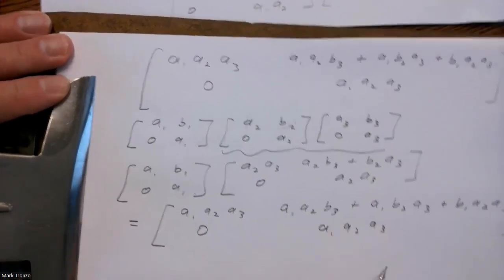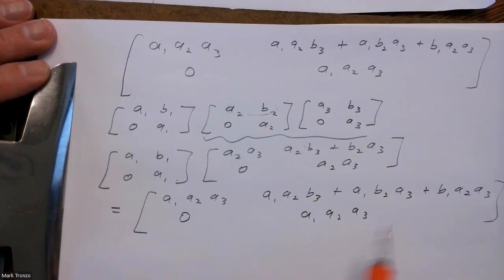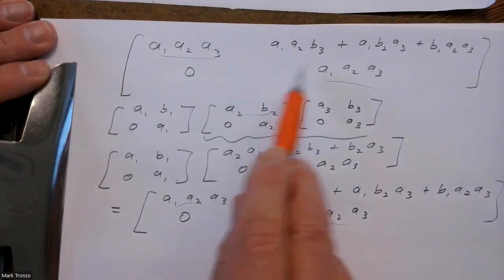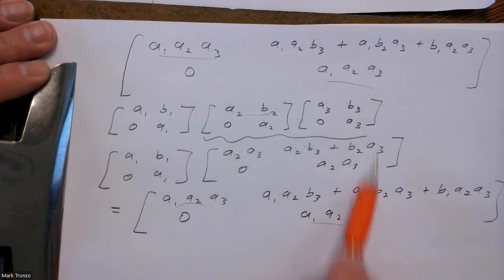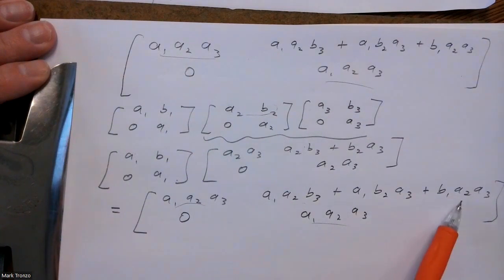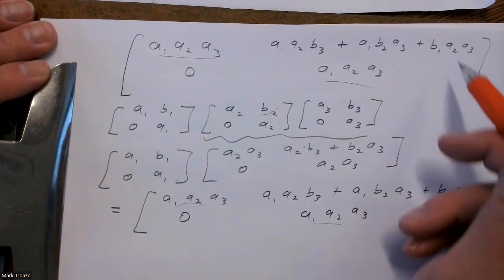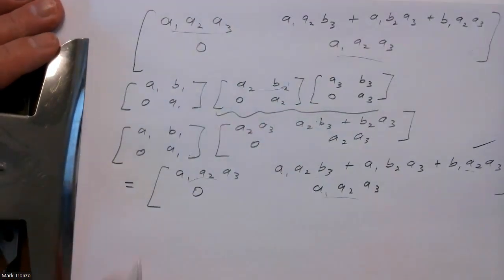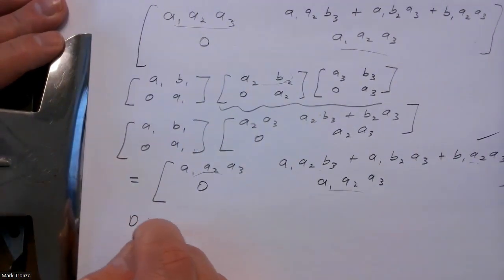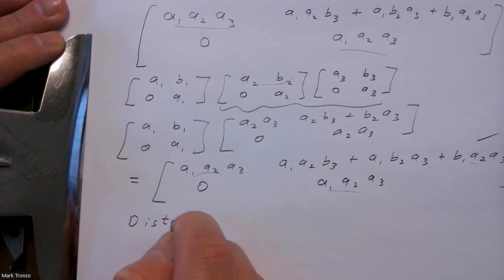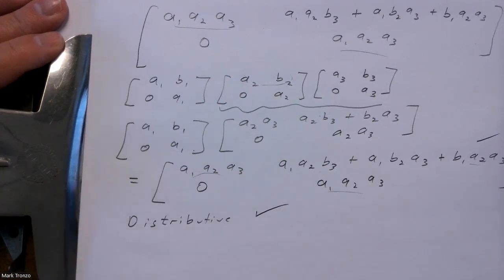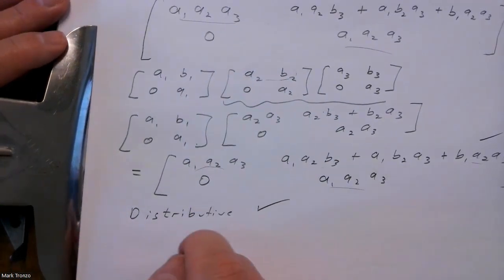And so let's check to be sure we got the same thing. Of course, this is the same. This is the same, A1 A2. This is the same here. This is the same here. So it looks like it is associative. And I won't go through it, it's also distributive. The distributive laws hold. So this is a ring.